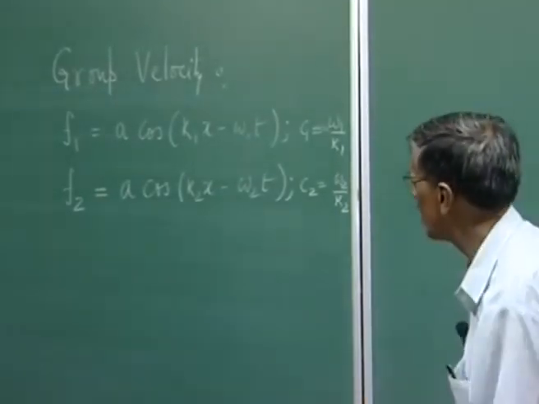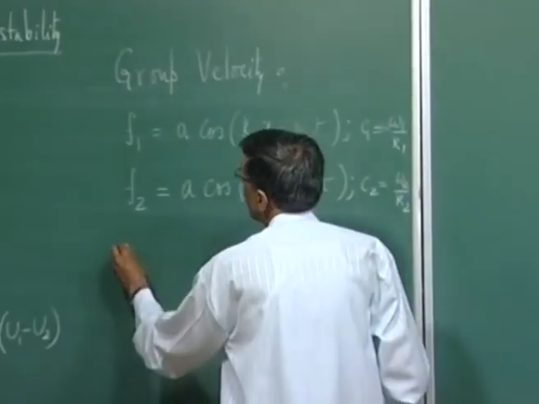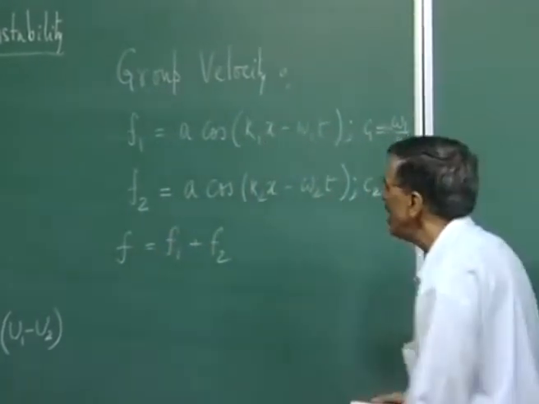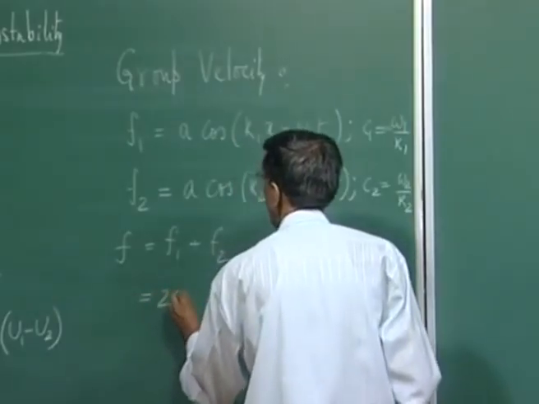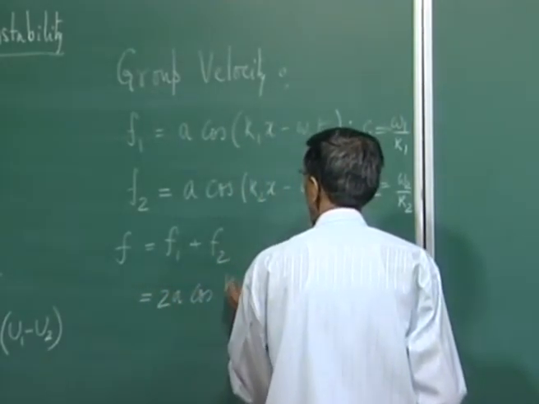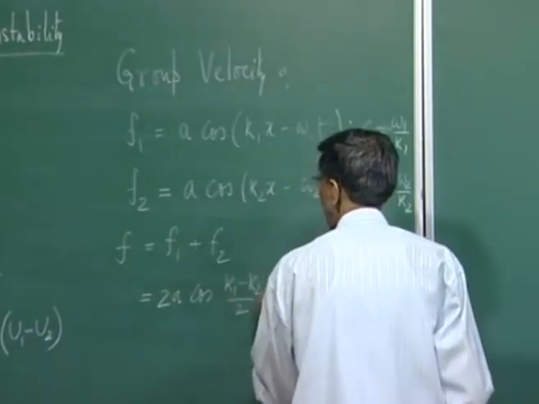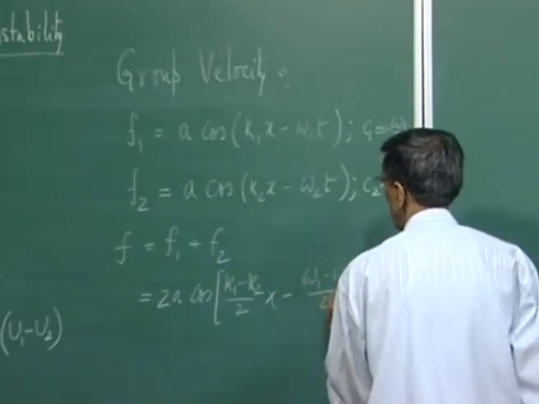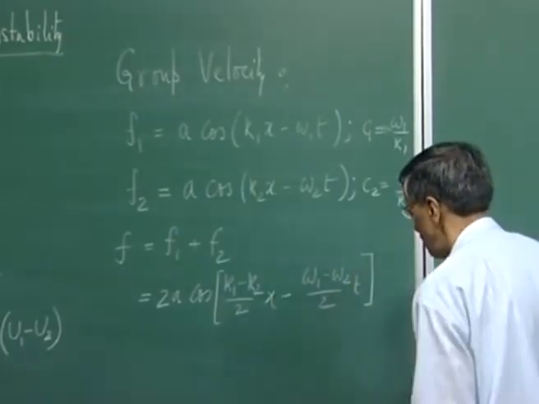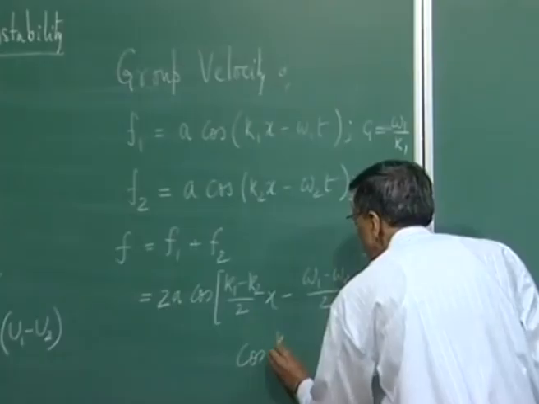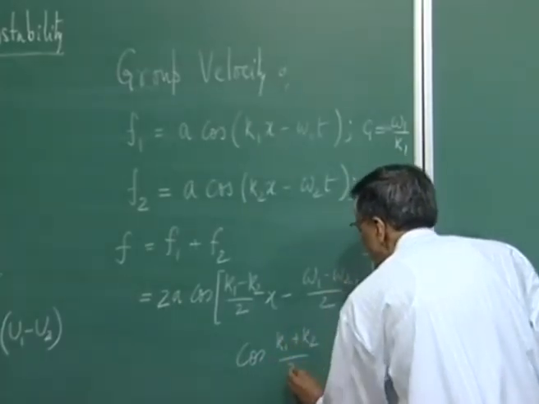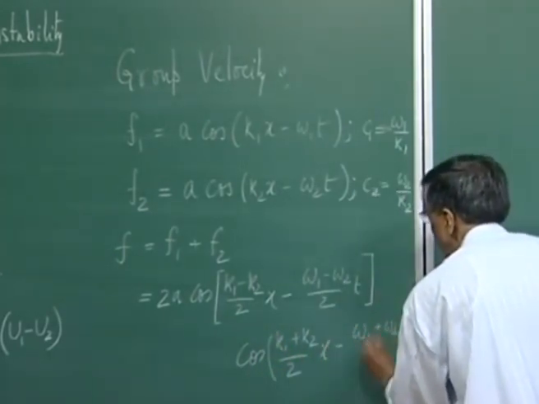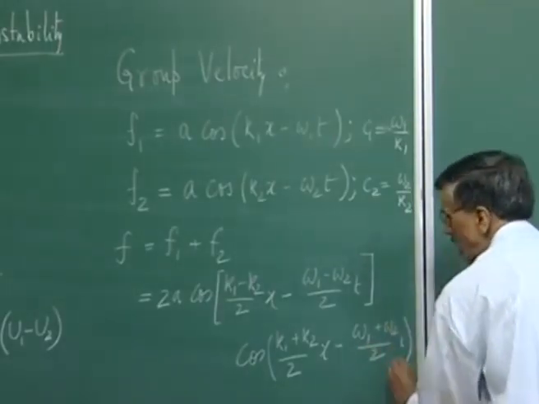How does the energy change? That is what we are interested in. So, for the interaction of these two waves, if I write f1 plus f2, then we can see that this is simply equal to 2a cosine of (k1 minus k2) by 2 x minus (omega 1 minus omega 2) by 2 t, multiplied by cosine of (k1 plus k2) by 2 x minus (omega 1 plus omega 2) by 2 t. So, this is what you get.